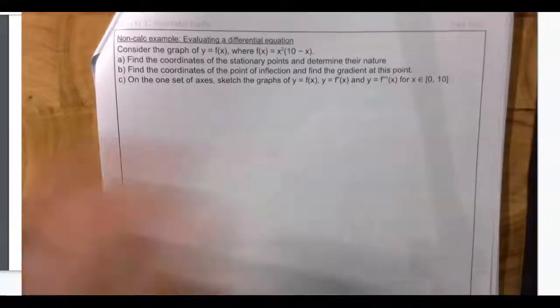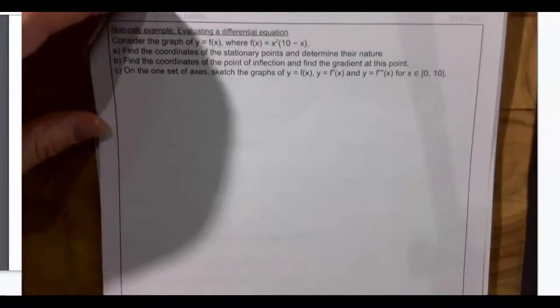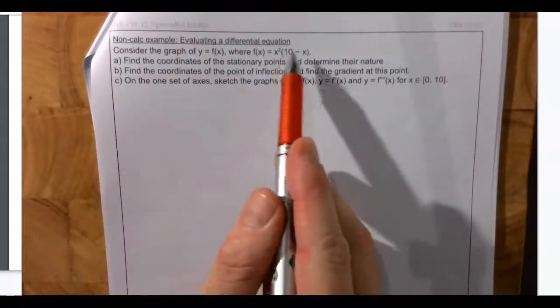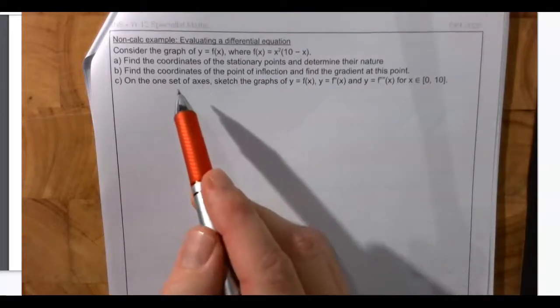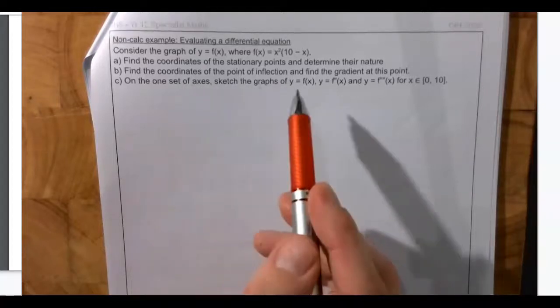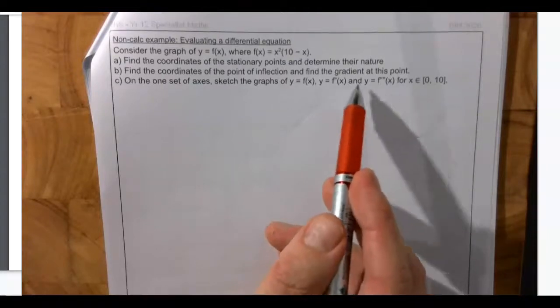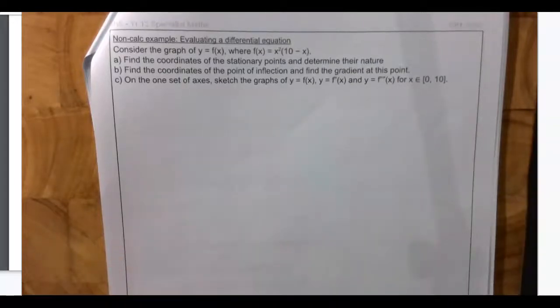So, second question for us to look at, similar in style, but asking us to do something slightly different. We're going to consider a polynomial function f of x, which is a cubic, partially factorized here. What we're going to do is look at the stationary points and points of inflection, and then on one axis we're going to sketch y equals f of x, y equals f prime, and y equals f double prime, or double dash. And we're going to plot that on a particular domain. So pause the video and have a go at it yourself, then I will talk you through my solution. Off you go.